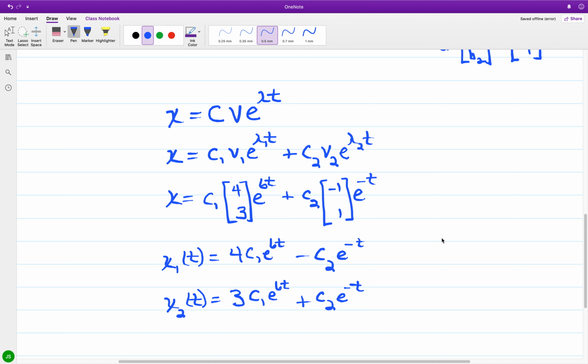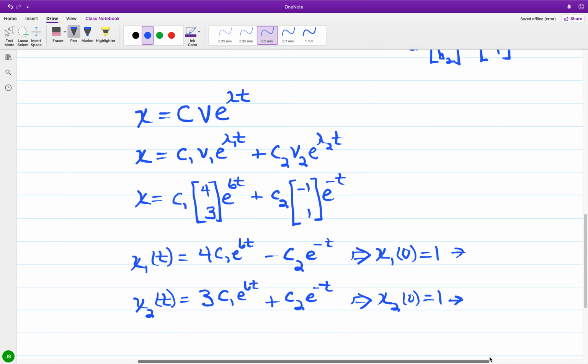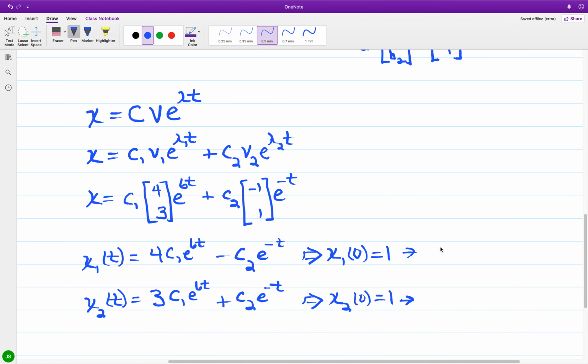And utilizing the initial conditions, we have x1 naught and x2 naught each equal to 1. Referencing the general solution, x1 naught: 1 is equal to 4 times c1, and e to the 0 goes to 1, minus c2. And x2 naught equal to 1 gives us 3c1 plus c2.